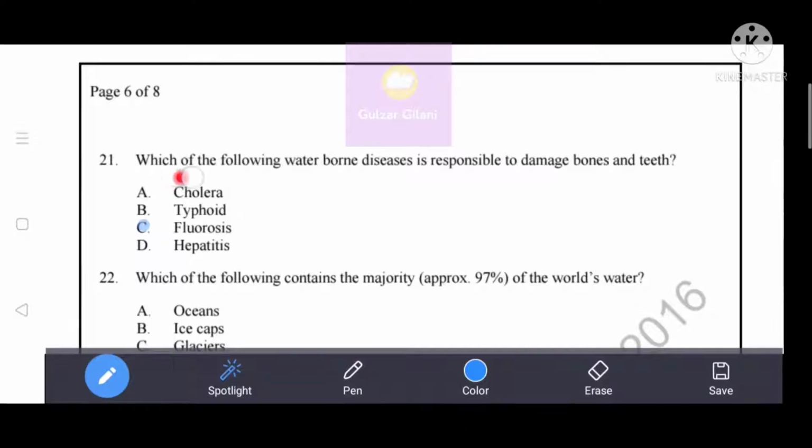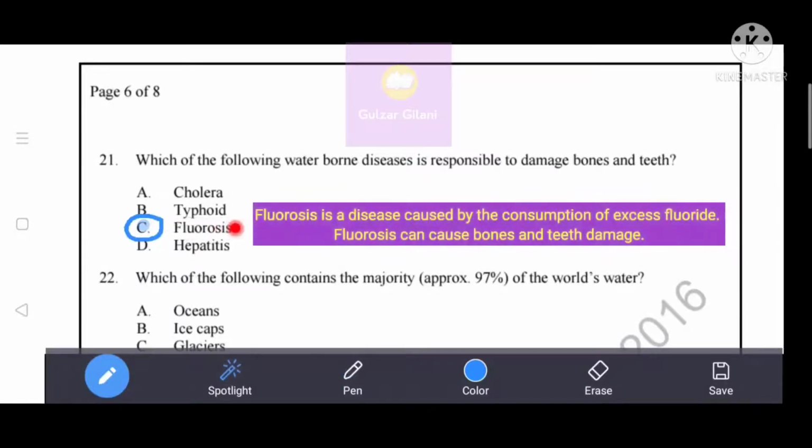Next question. Which of the following waterborne diseases is responsible to damage bones and teeth? Given option cholera, typhoid, fluorosis, hepatitis. Among these, the correct answer is option C, fluorosis. C is the right answer. Fluorosis is a disease caused by the consumption of excess fluoride. Fluorosis can cause bones and teeth damage. That's why C is the correct answer.